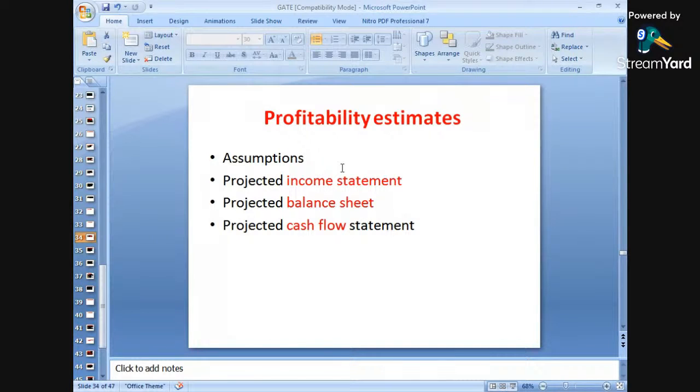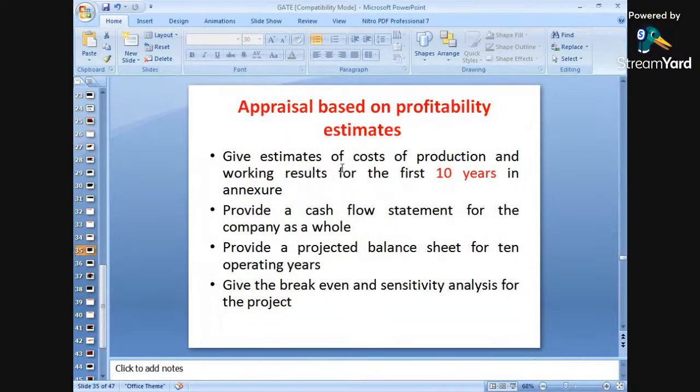That means what is this cash flow? At various stages in the construction of a project, what is the flow of cash, the cash flow statement, to be carried out? Appraisal based on the profitability estimates. An appraisal report will also be prepared to give estimates of cost of production and working results for the first 10 years in the annexures. Provide a cash flow statement for the company as a whole. Provide a projected balance sheet for 10 operating years. This will be considered in the appraisal based on the profitability estimates.